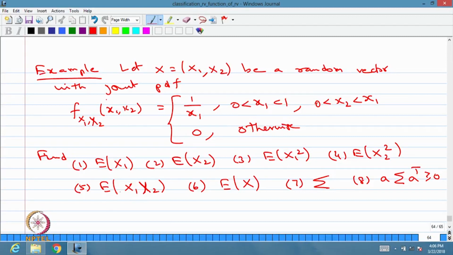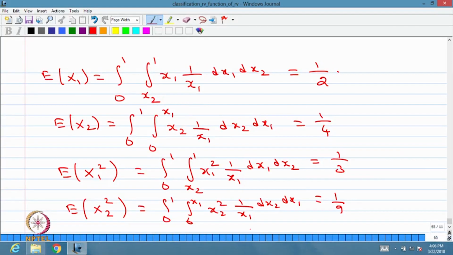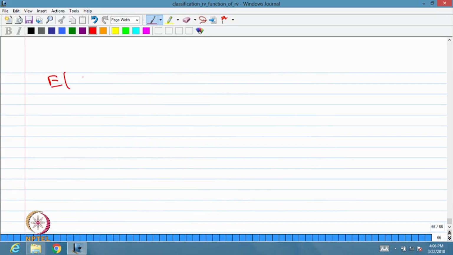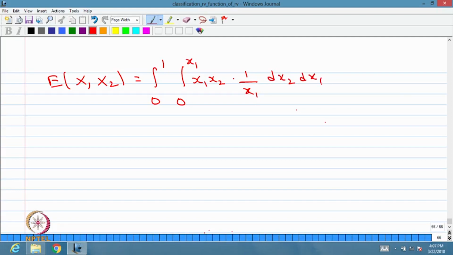Now we will go for finding expectation of x1, x2. The same technique: expectation of x1, x2 is the same as integration 0 to 1, integration 0 to x1, x2 multiplied by the joint probability density function, dx2 dx1. If you do the simplification, you will get the answer, that is 1 by 6.